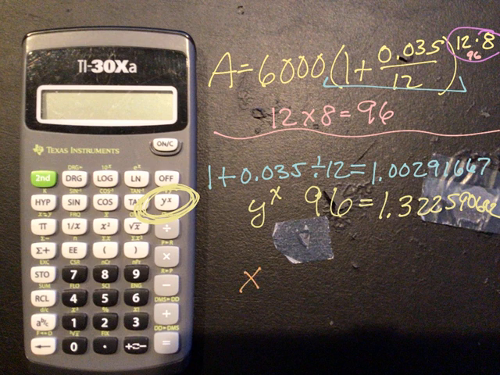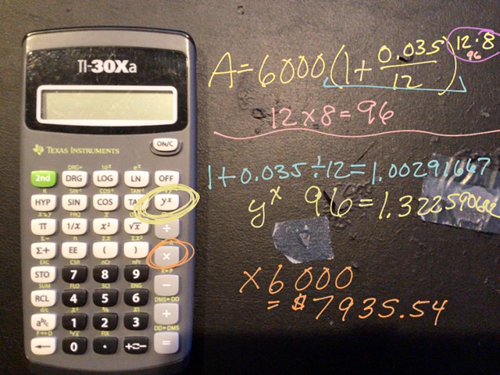Then hit times, our multiplication button, times 6,000. When you do that and hit equals, you get the answer of $7,935.54.